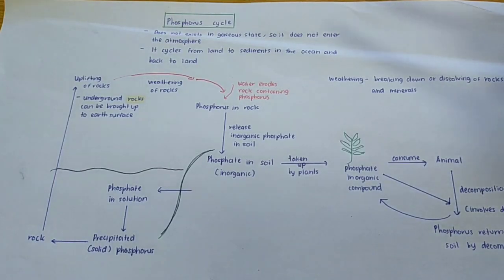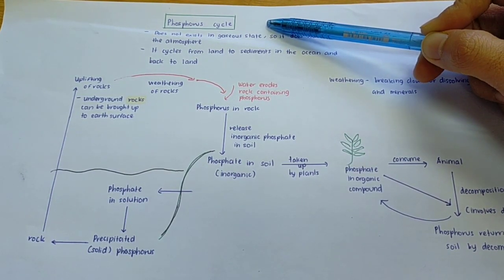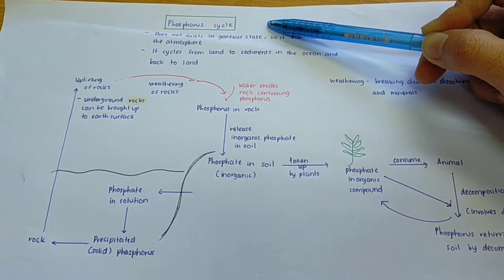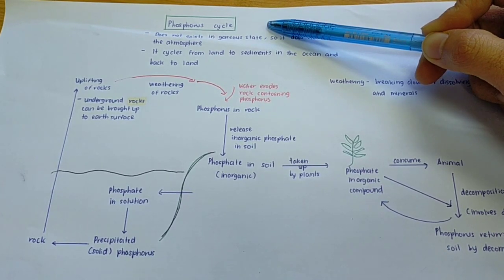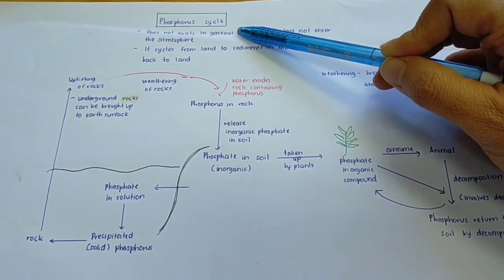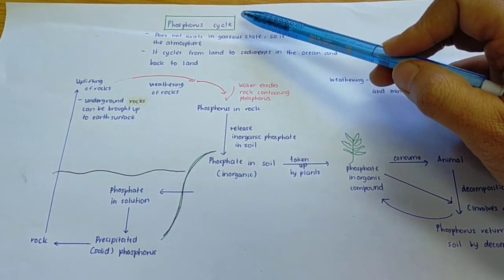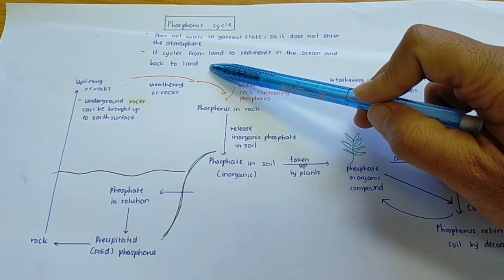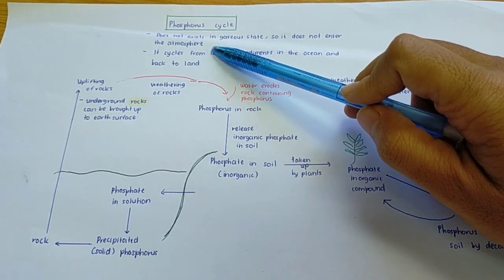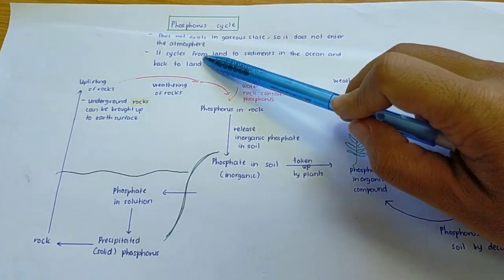Okay, so now we look at the phosphorus cycle. The difference between the phosphorus cycle and the carbon cycle and nitrogen cycle: for the carbon and nitrogen cycles, both can exist in a gaseous state, but the phosphorus cycle does not exist in a gaseous state. So that's why it does not enter the atmosphere. So where does phosphorus come from? Actually it comes from the land to the sediments and also the ocean. So the phosphorus cycle will cycle from land to sediment in the ocean and back to the land.